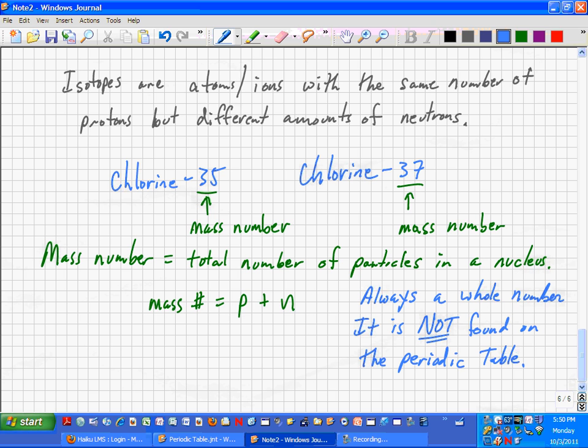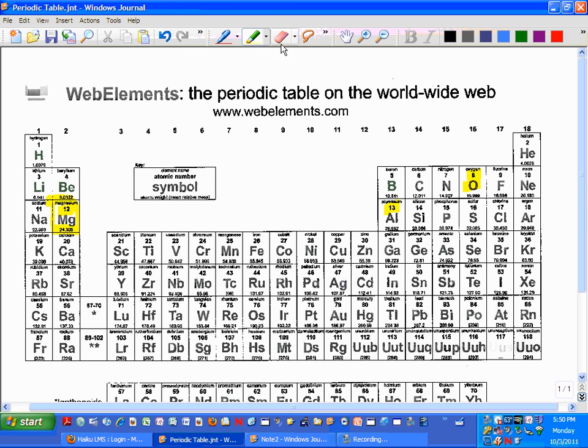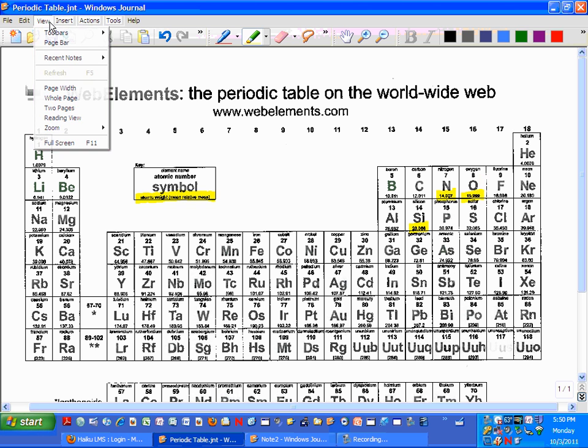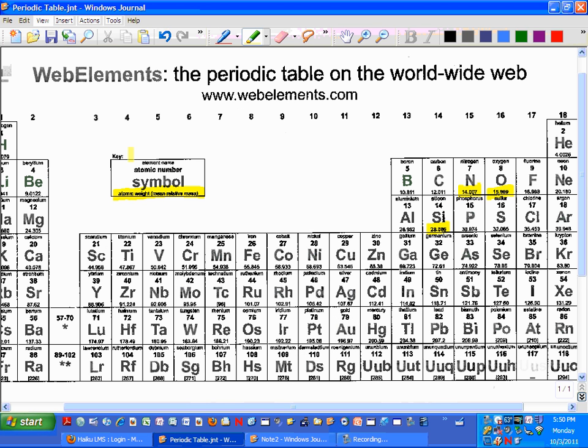What people confuse with the mass number is the average atomic mass. I'm not going to say too much about this. The average atomic mass is this number right below the symbol. It's labeled on your periodic table. You can see that a little bit better. Carbon has an average atomic mass of 12.01. That is not the mass number.